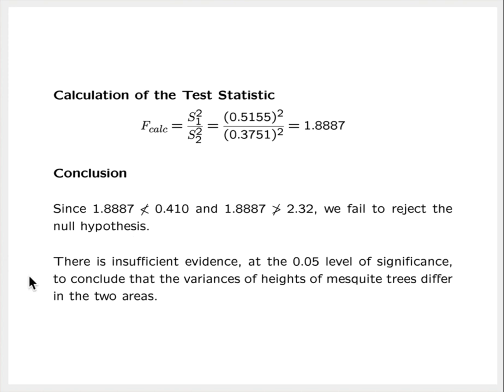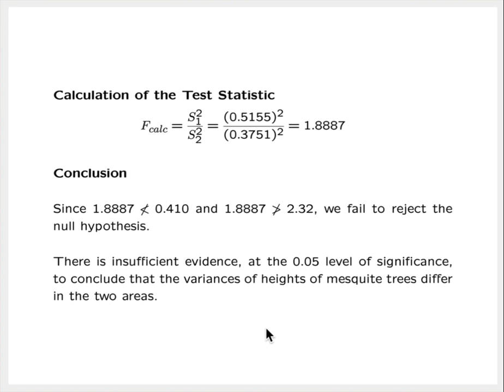And so we can conclude then that there is insufficient evidence at the 0.05 level of significance to conclude that the variances of the heights of mesquite trees differ in the two areas. Now, another way to say this, because why did we do this? Why are we looking at the variances? Why are we comparing the variances of the heights of mesquite trees or mesquite bushes in the two areas? Because ultimately what we're wanting to do is proceed to a comparison of the population means.